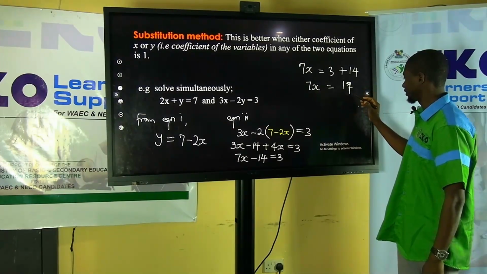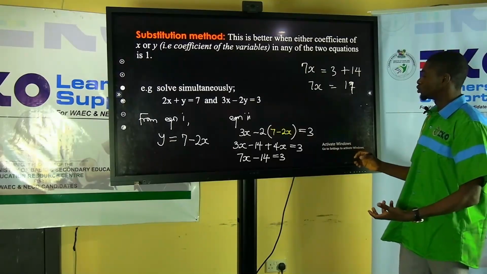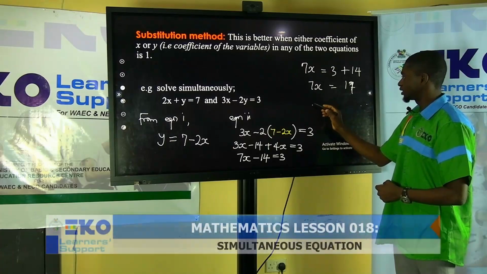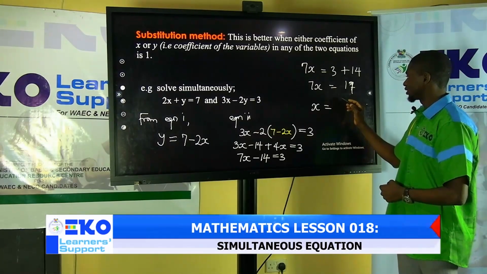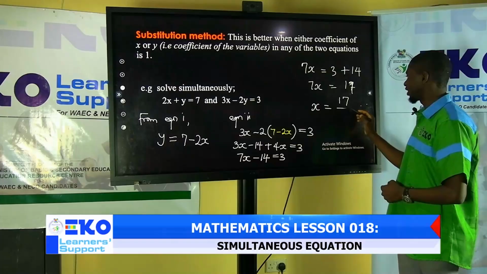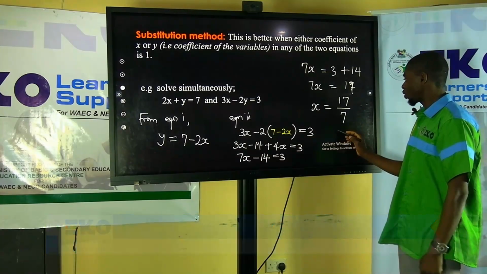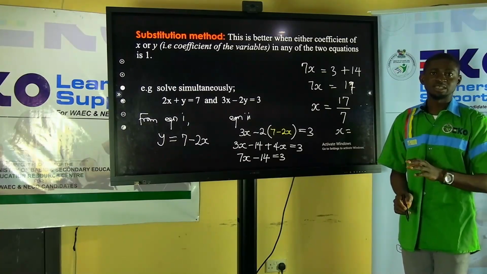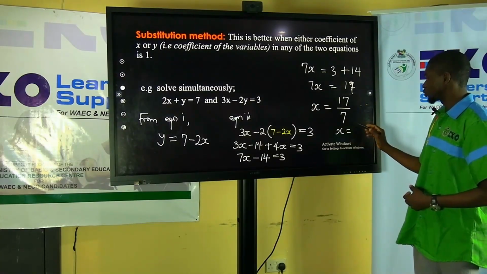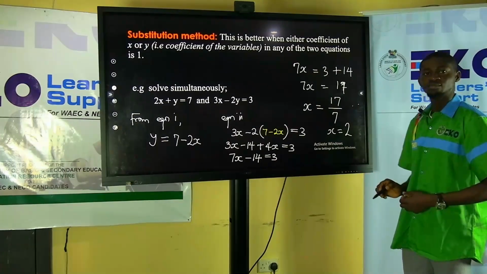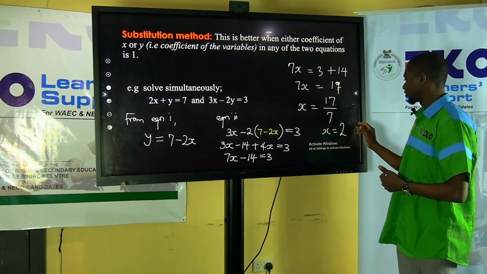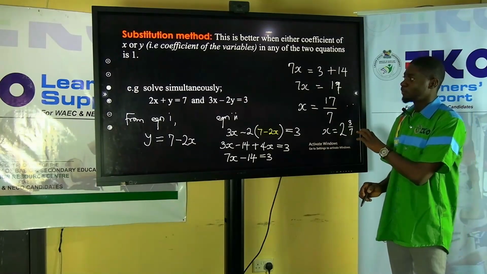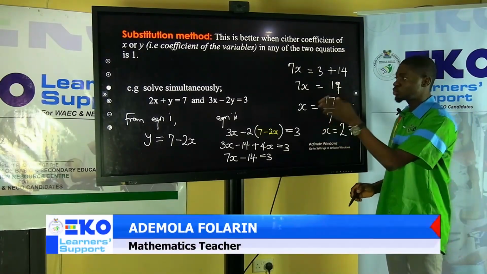Okay, 17. Then we divide through by that coefficient of x, which is 7. That will be x equals 17 divided by 7. So you know what that will give us. But try not to express this in decimal. Make it a fraction. 7 goes here 2 times. What else do we have? We have 3. So 3 over 7. And that is the value for x that satisfies those two equations.